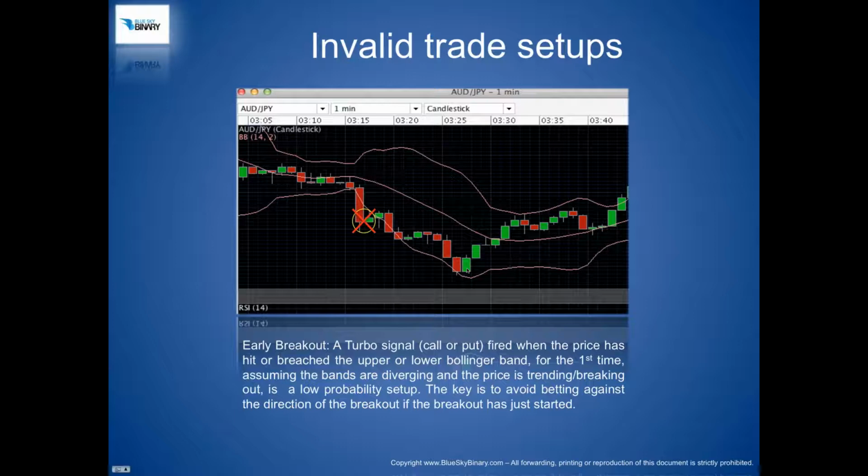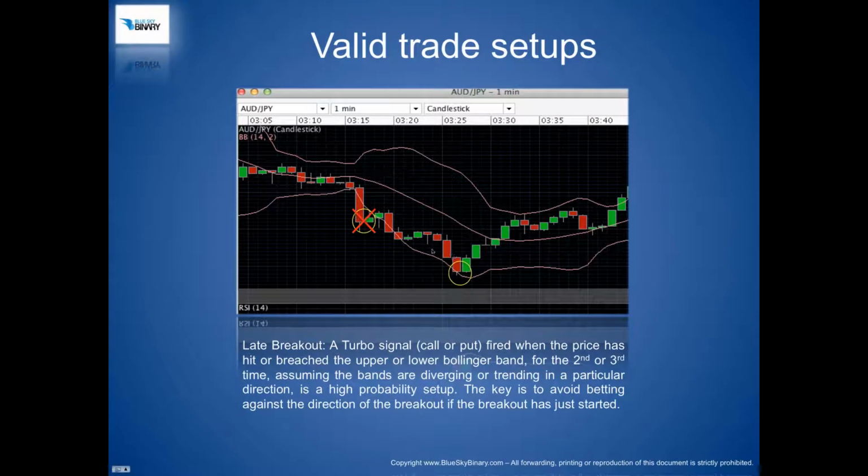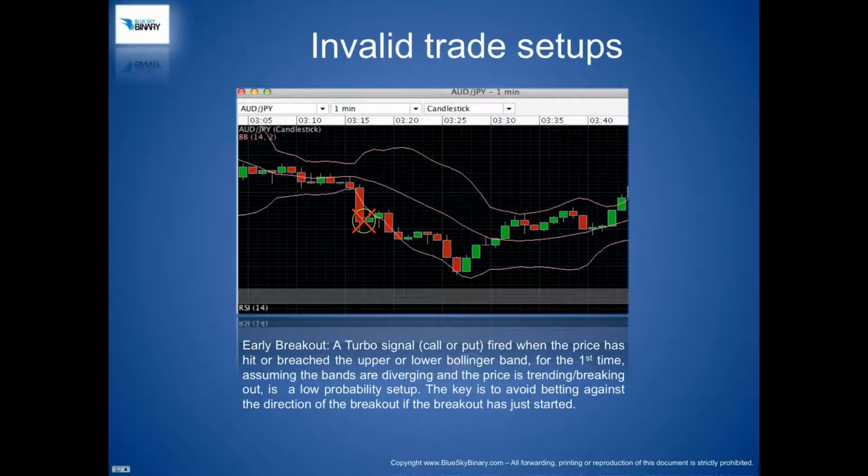All right? So by the same logic that I went over just a few minutes ago, describing a late breakout, you wait for the second retest. In this case, when you get a signal early in the breakout, you just don't trade it. Because if you do trade it, you are risking going OTM.